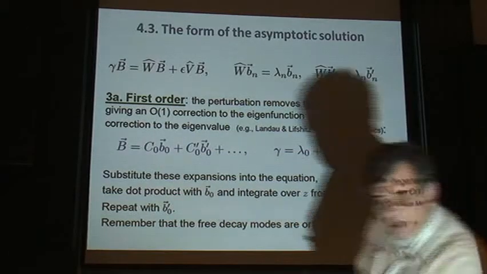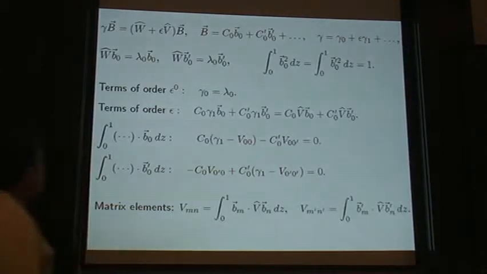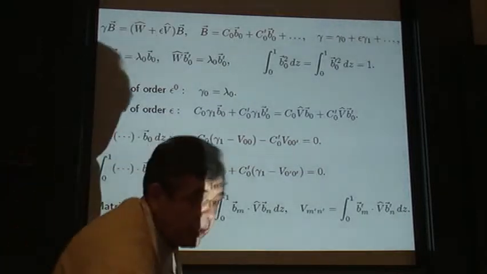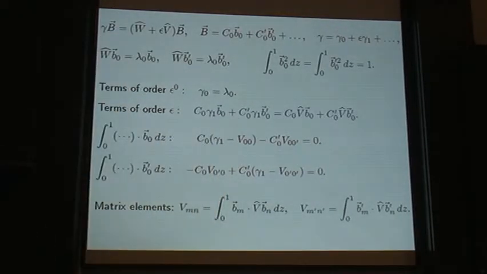Right? Now let's see. It's here on the slide. Now it will be easier to understand what's written here. So, this is what I'm doing. This system of equations, with this ansatz, I'm trying to solve. I do remember how the operator W acts on B naught and B naught dash. So, from terms of order 1, I get gamma naught is equal to lambda naught.